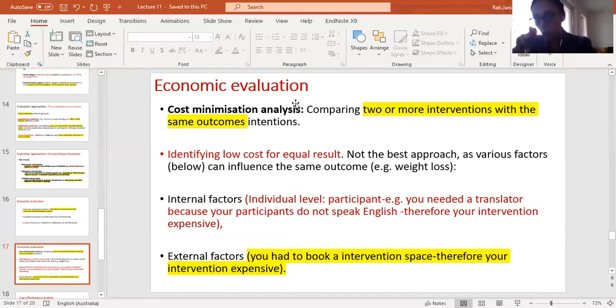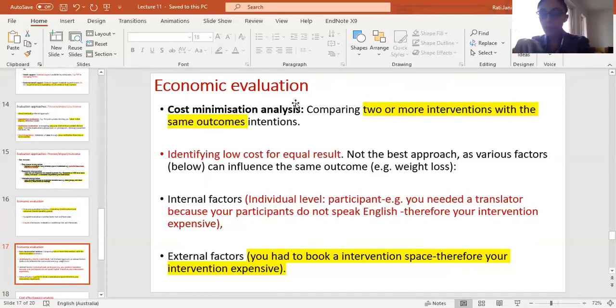It means you have two or more interventions with the same outcomes, meaning intervention A's main outcome was weight loss by 5 kgs, intervention B, weight loss by 5 kgs. Now you want to see that if both of them had the same outcome, which intervention had less cost, okay, which was cheaper to do.